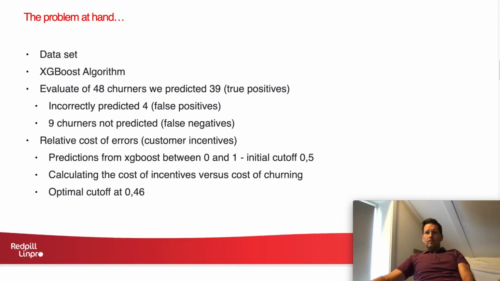And the initial cutoff was set to 0.5. That means that every value above 0.5 counts as a churn, and every value below as a stay. The predictions are values between 0 and 1. 1 is churn and 0 is stay. And they then made the calculation, guessing that a lost customer would cost X and customer incentives would cost Y, and ended up, after doing some complicated math, setting the cutoff to 0.46 to get the best results for these predictions. So this is the backdrop.